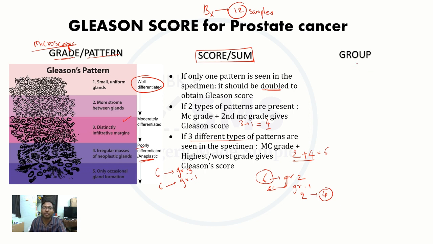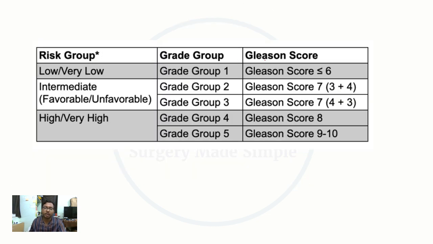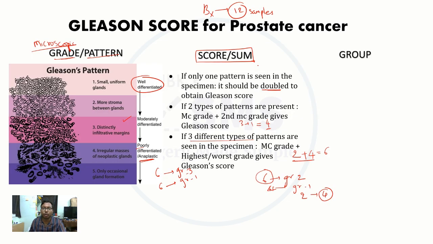Then the group is something very complicated for your level, so it is not required. Just remember that the grouping is again based on the total Gleason score or also the pattern, right? You see, these are the group categories. You don't require this. Just remember what this grouping is based on.